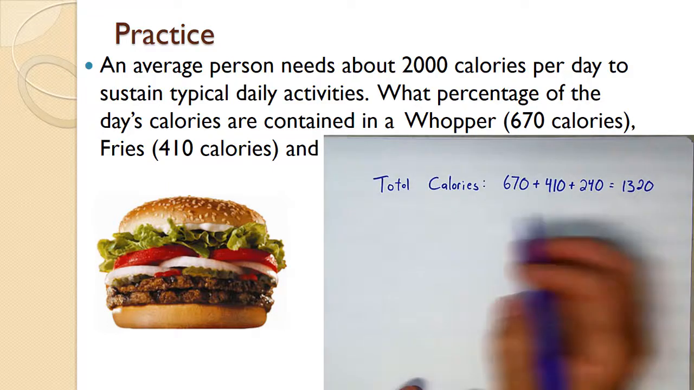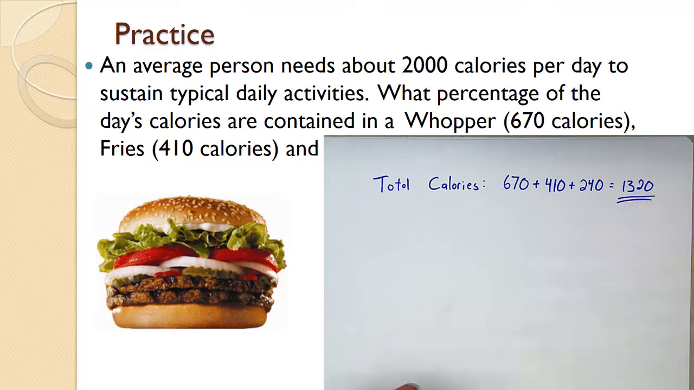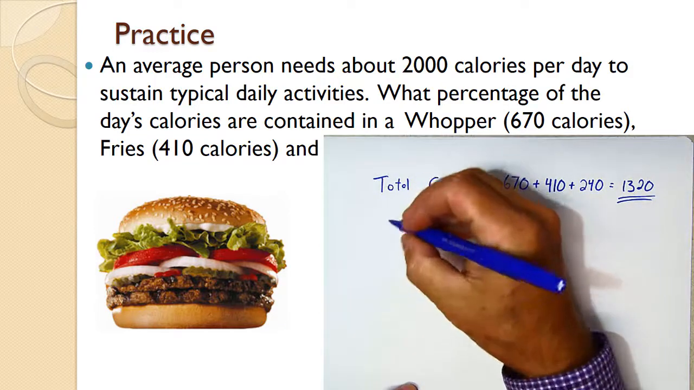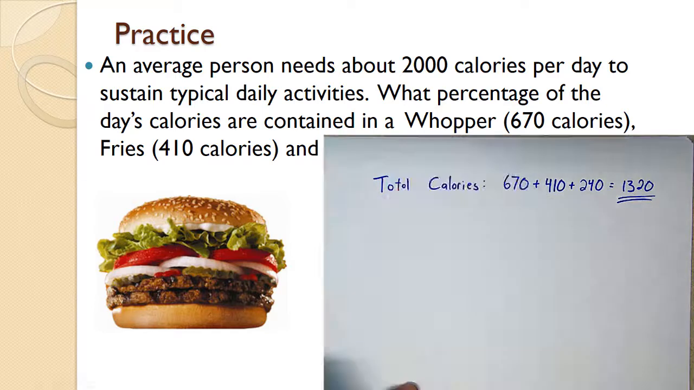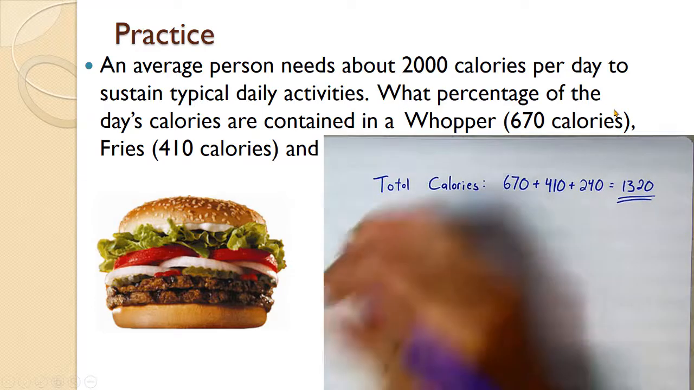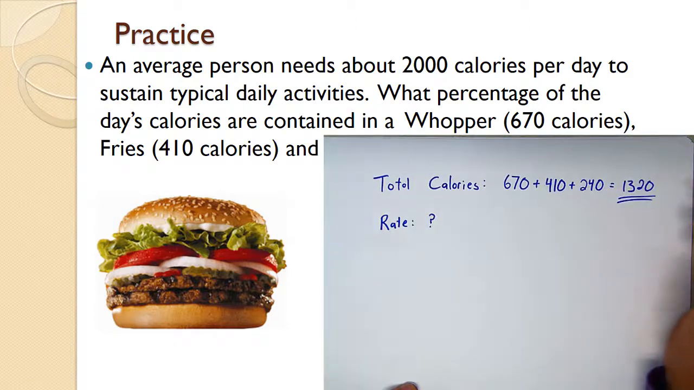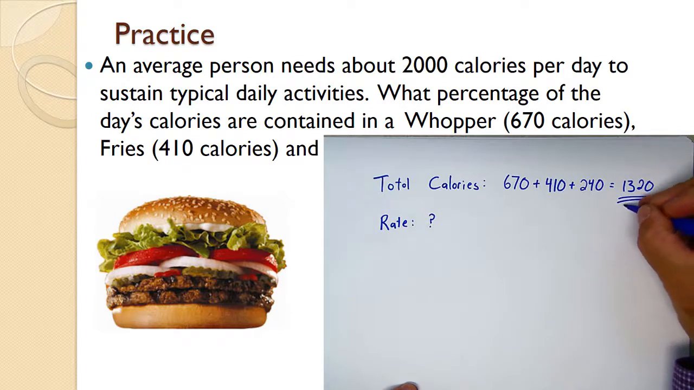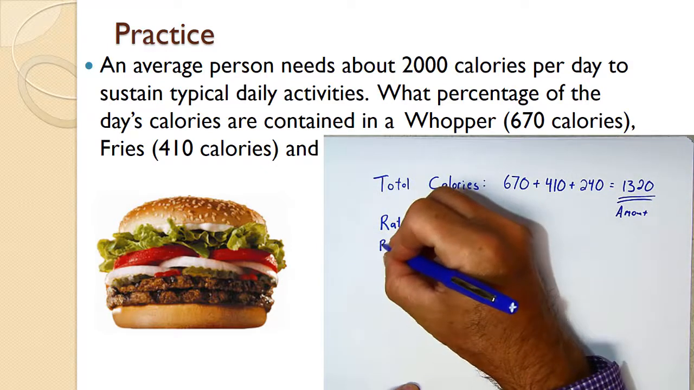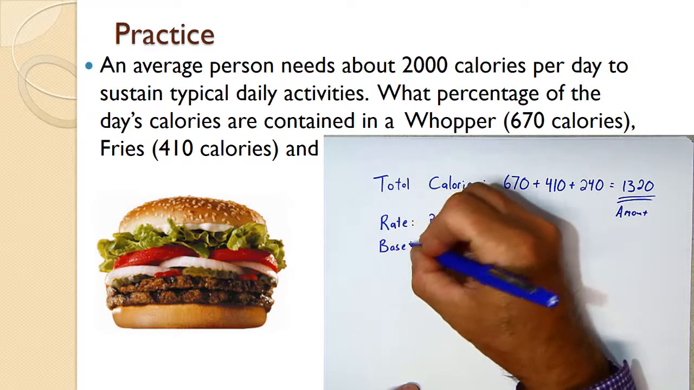All right, well, first of all, we have to figure out how many total calories we've got there, and we have 1,320 if we add up the calories from the Whopper, the fries, and the Coke. And so then the question is, well, what are our base and our rate and our amount? The question itself asks what percentage, so that tells us that we are trying to find the rate. That leaves us with the amount and the base. The 1,320 is not the full amount that we need for the day, so that must be our amount. And the base would be the full amount that we need. That would be the 2,000 calories.